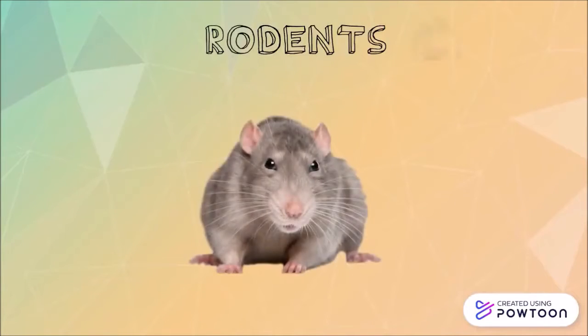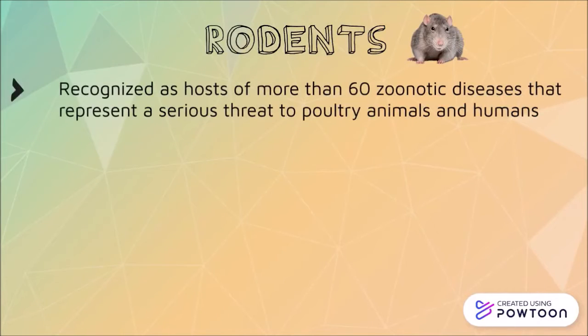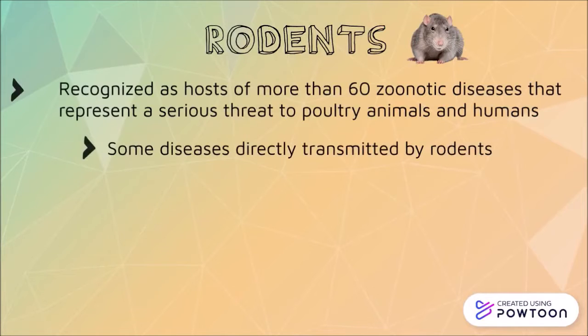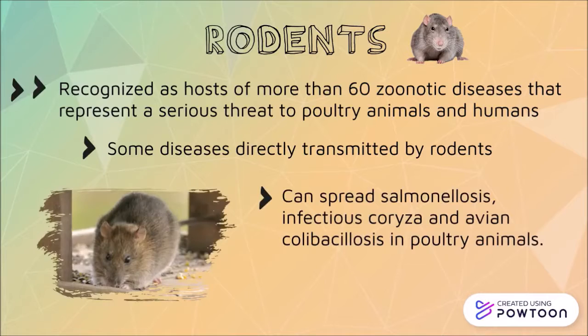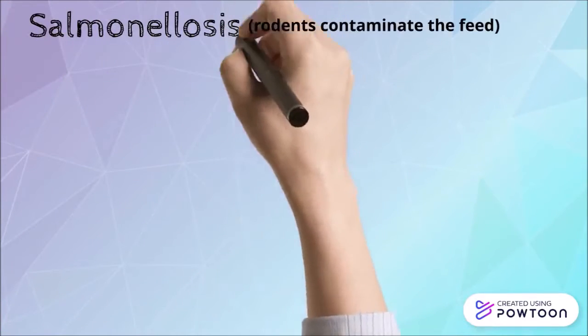First off, we have rodents. They are recognized as hosts for more than 60 zoonotic diseases and can be a threat to poultry animals and humans. They can spread diseases like salmonellosis, infectious coryza, and avian bacillosis in poultry animals. I will now be explaining about salmonellosis.